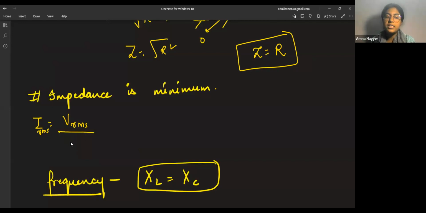divided by R instead of Z, because Z is equal to R. Or I naught is equal to E naught by Z, and this Z is very less, so your current is huge in your circuit. All right, just keep this in mind.